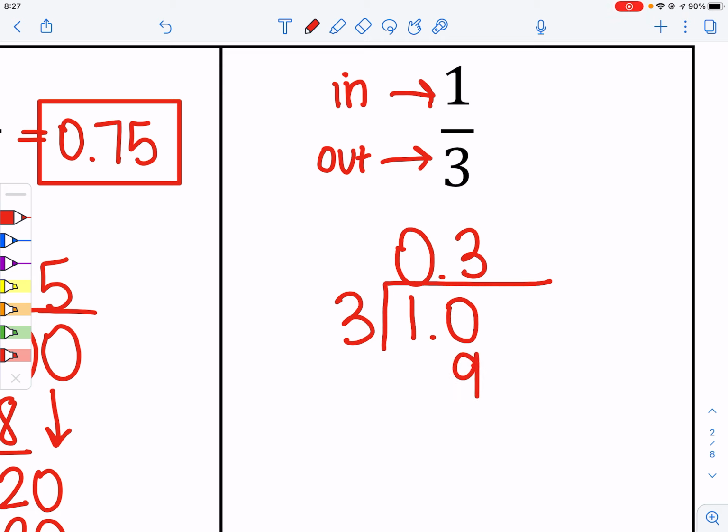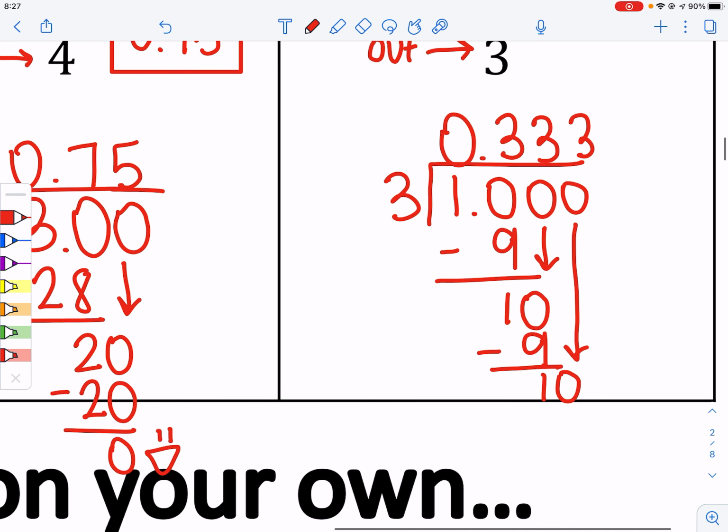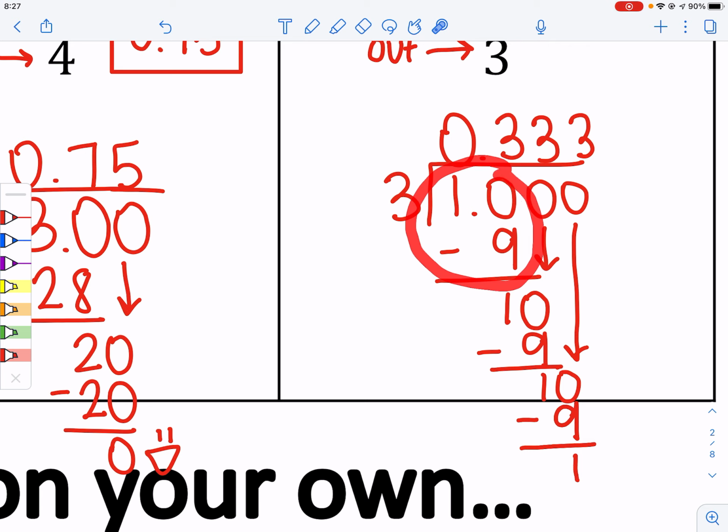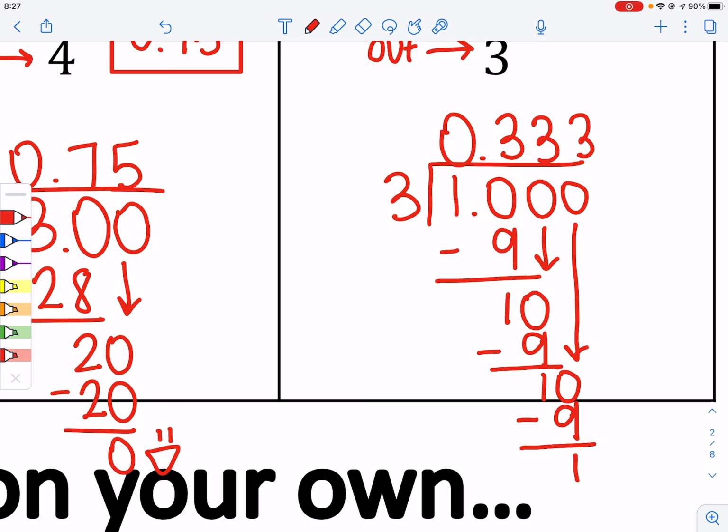3 times 3 is 9, so take away 9. You're left over with 1. Keep adding zeros and dropping them down. 3 goes into 10 3 times. Take away 9. That's a 1. Bring down a 0. 3 goes into 10 3 times. That's 9. Take it away. You're left over with 1. So notice what keeps happening is you keep doing 10 minus 9 is 1, bring down a 0. We'd have to bring down another 0. So what's happening is you find a pattern.